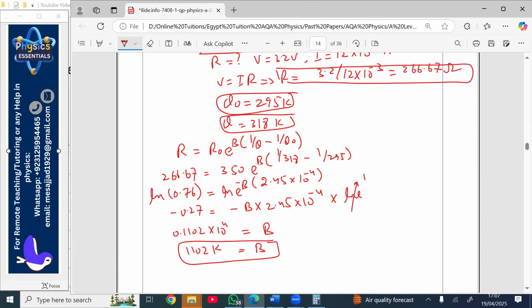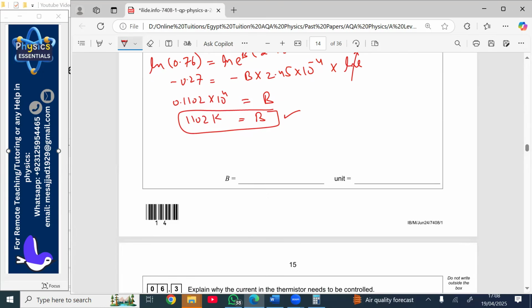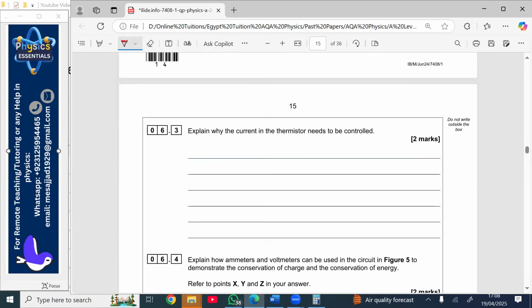Because on the left-hand side, what do you have? Ln has resistance, they are cancelled. It is the ratio, because R and R naught is the ratio of the same thing, so it has no unit. And on the right, you just have the difference of the two temperatures. So it means the unit for the B should be kelvins, because it is just the difference of the two temperatures. Okay, so 1102 kelvins is your answer.